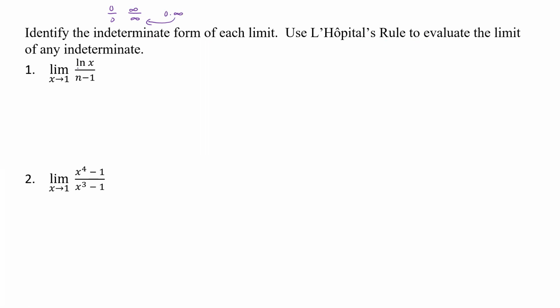Well, first, we're going to have to plug in 1 and see what we get. If we do that, we have ln of 1 over 1 minus 1. Well, ln of 1 we said was 0, and 1 minus 1 is 0. So that's our indeterminate form.